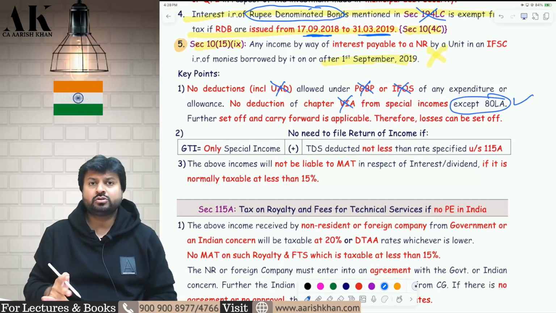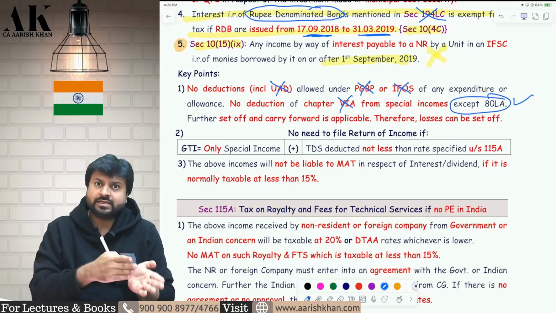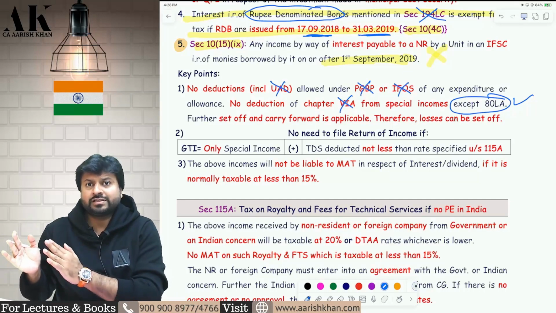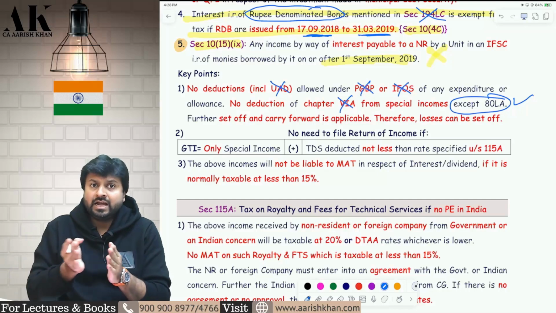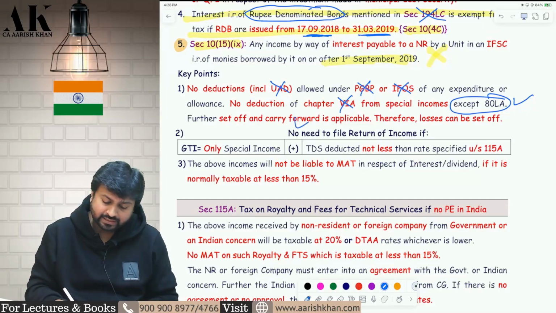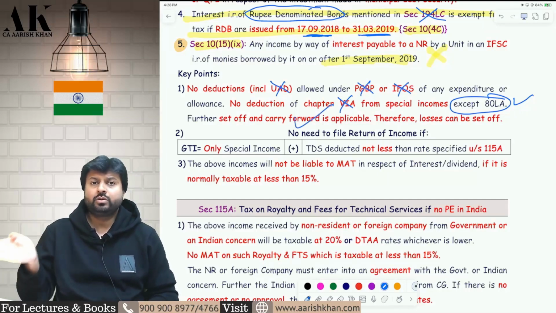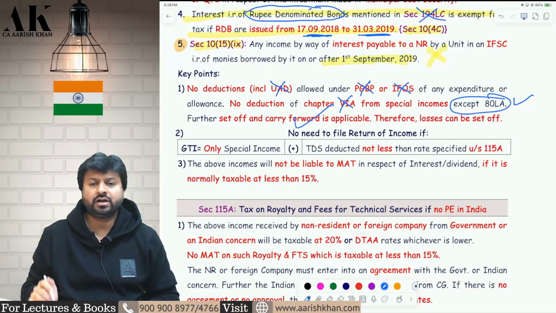Sir, am I supposed to set off the losses of other business against this business income? Can I set off the losses of my other business taxable in India against this interest income? Yes, that is allowed. If you have other businesses in India, you can set off that loss against this income. That is allowed under the income tax law.